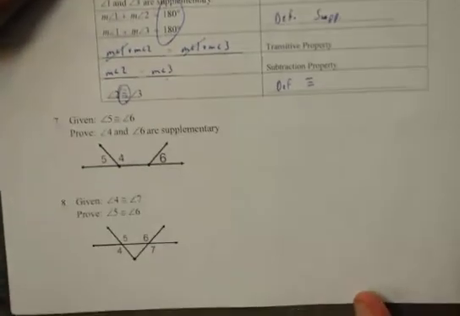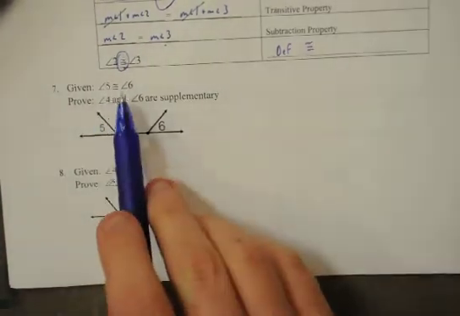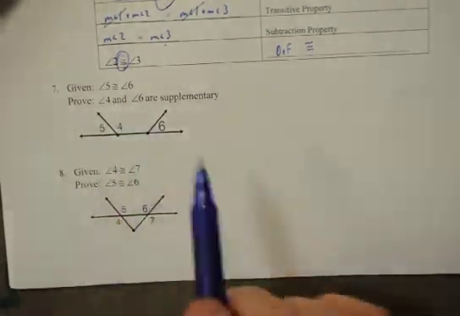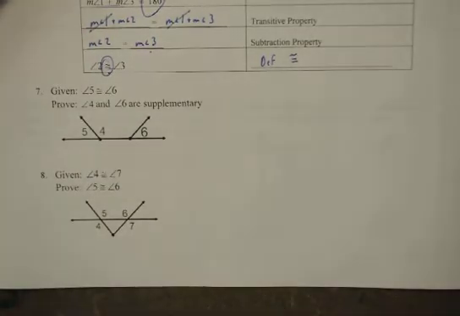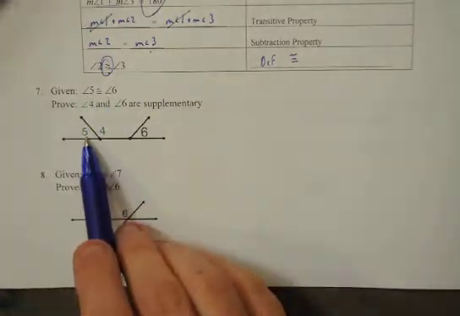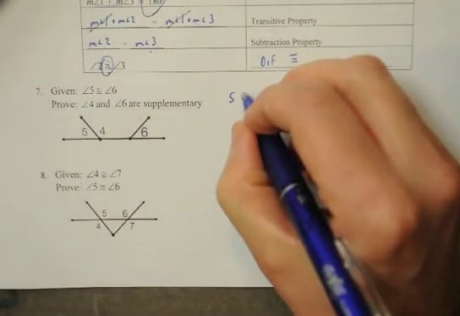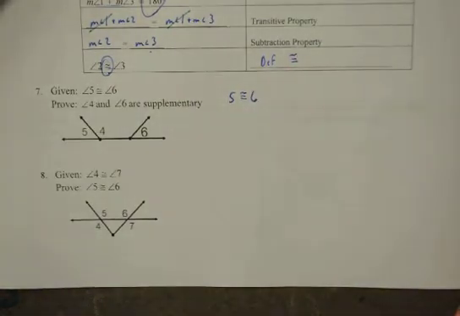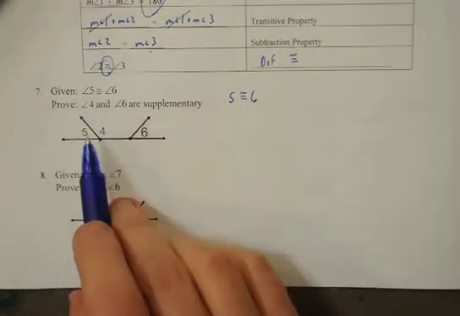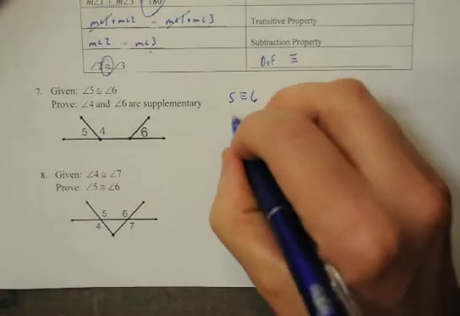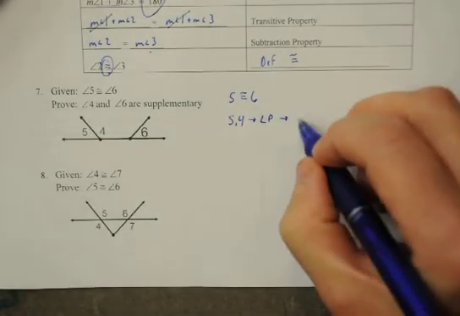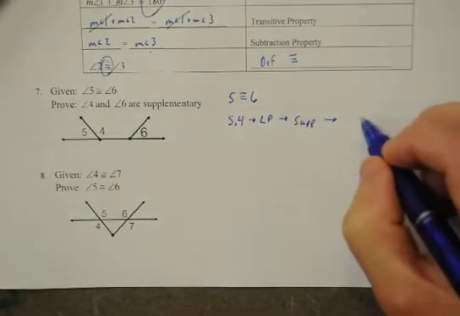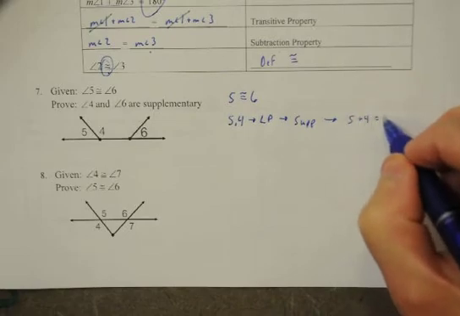Okay. Number 7. I'm just going to do like a flow proof here. Okay, I'm not going to write it all out. The idea is that we're starting to make logical connections. Okay, so 5 is congruent to 6. Alright, 5 is congruent to 6, that's what we have. 5 and 4 are a linear pair. And linear pair implies supplementary. And supplementary means that 5 and 4 add up to 180.